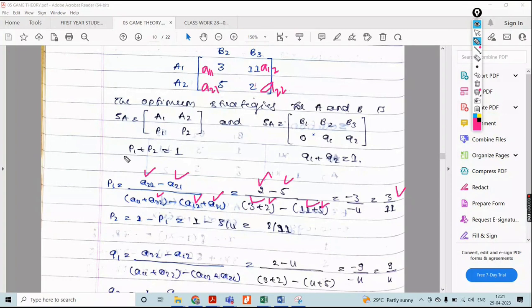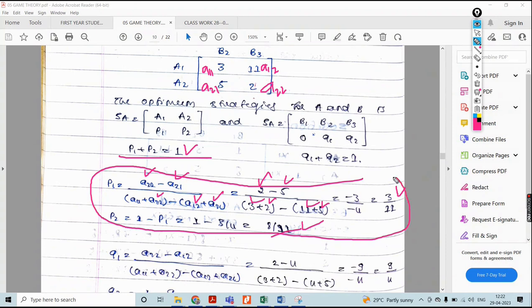Then you know that P1 plus P2 is equal to what? It is 1. Then I want P2. P2 is equal to 1 minus P1. Then you will get 8 by 11. Any doubt on it? If you have any doubt, you can ask. This is how you need to find the P1 and P2 values. Is this clear?